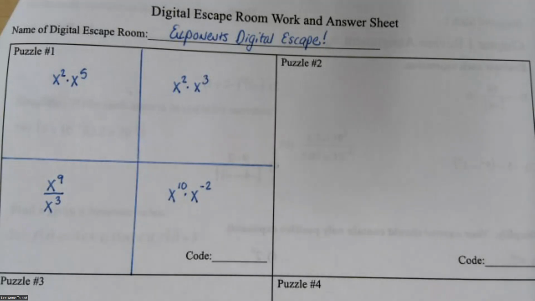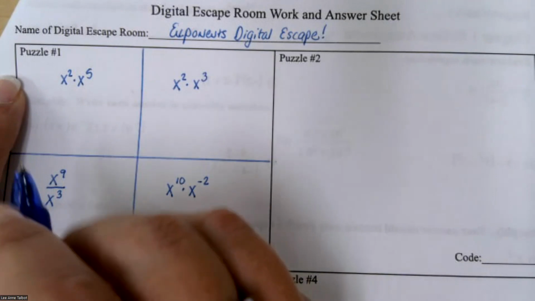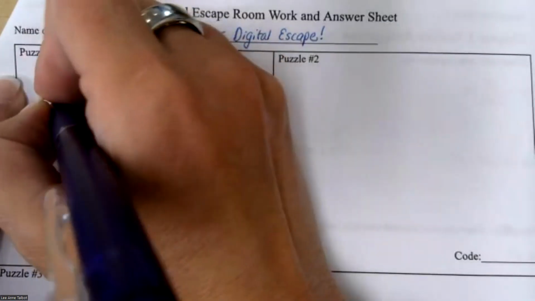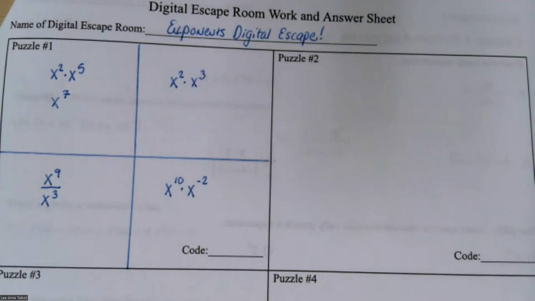This digital escape is pretty quick, which is great news. And you can definitely work with your team. I just want to remind you of a couple of things. When you multiply, what do you do with the exponents? Add. So this is x to the 7. I just want to be really clear. What letter of the code is x to the 7? E. Yeah, x to the 7 is E. Great job.